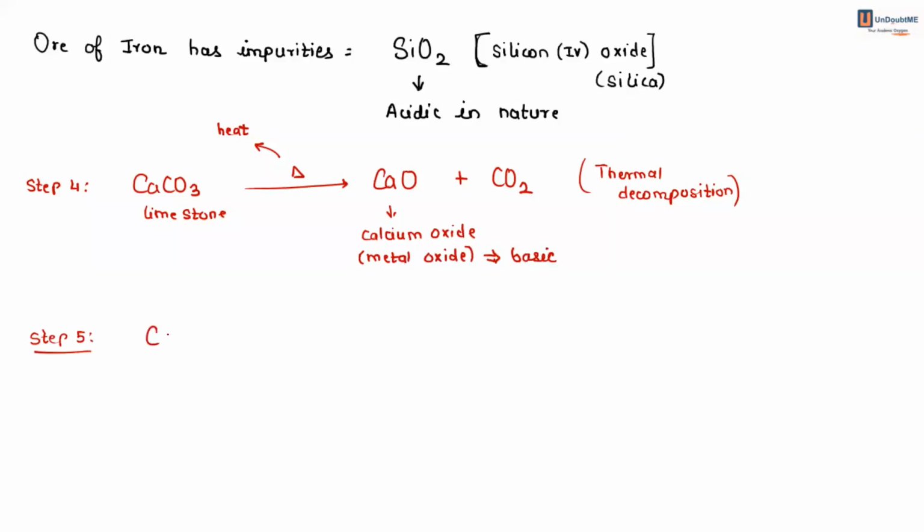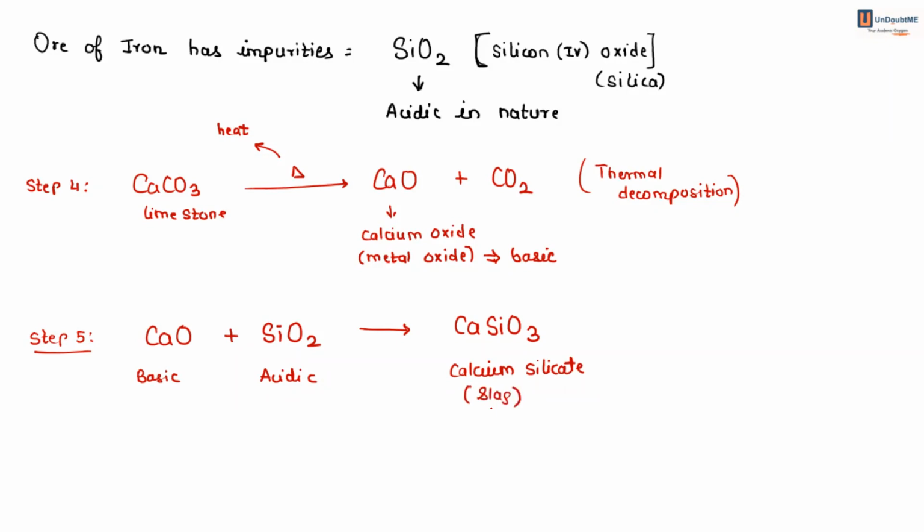Step 5 is calcium oxide reacting with SiO2. So this is basic, this is acidic, and it is going to form CaSiO3, which is called calcium silicate. And that calcium silicate is actually called slag. And this reaction, base plus acid giving you a salt, is called a neutralization reaction.